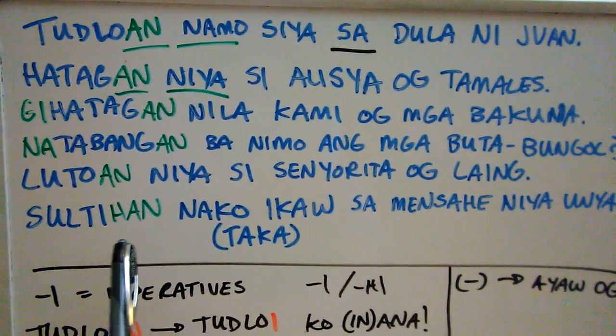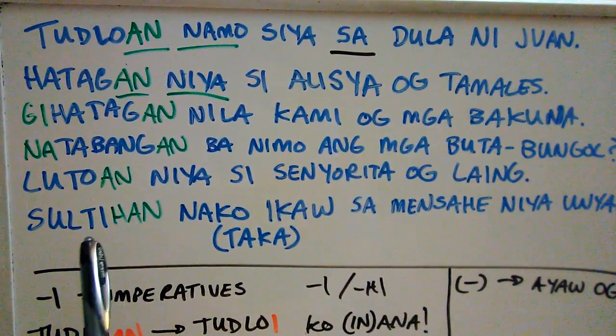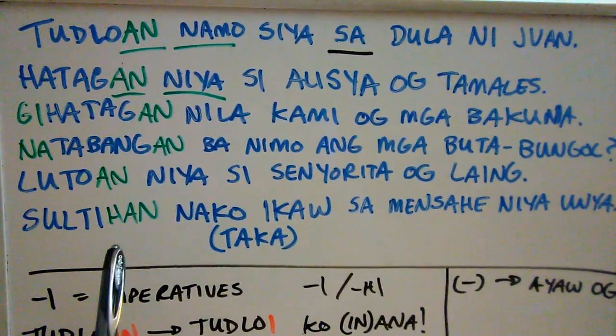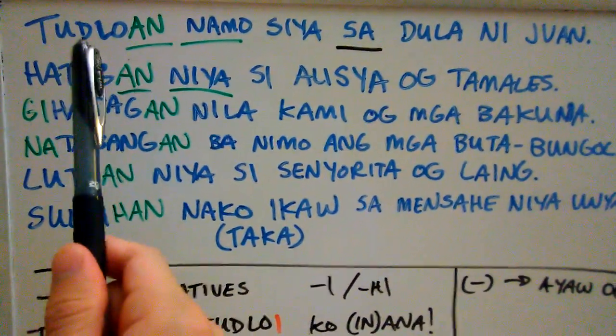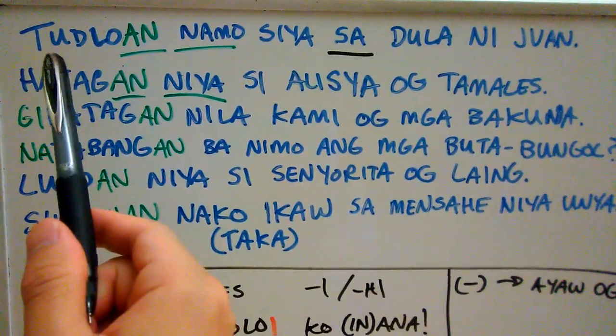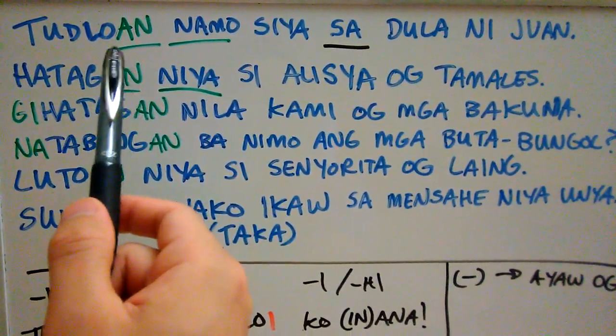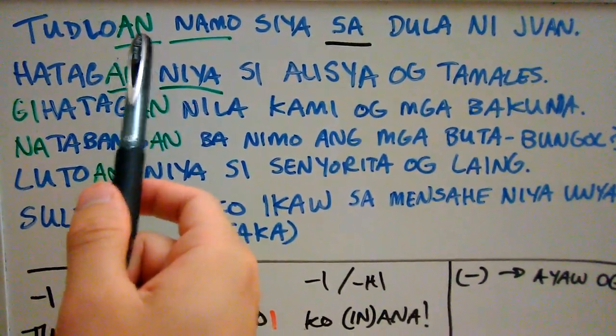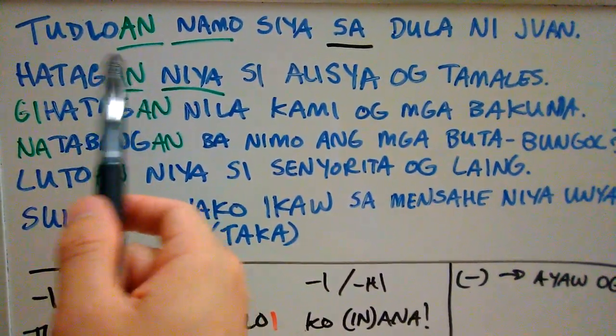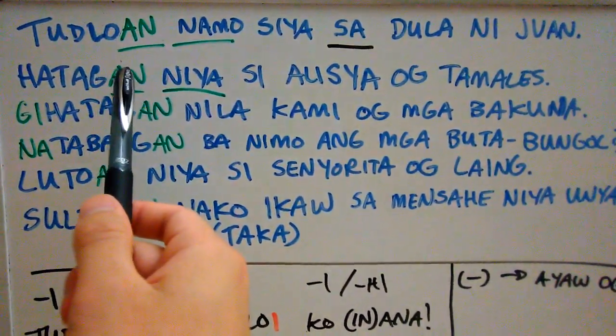That h sound adds the extra consonant, right? We need to have a consonant to put the stress on the last syllable. Since tudlo ends with a consonant, right? Tudlo, even though there's a vowel at the end, a glottal stop is considered a consonant. Tudlo ends in a consonant, technically.